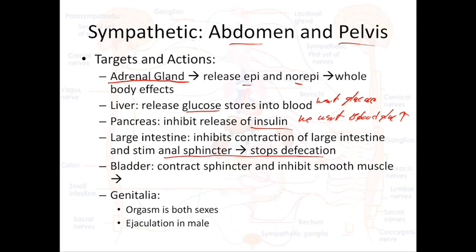This one directly stops defecation, and both of them stop defecation. It stops moving feces through the large intestine and blocks it by contracting the sphincter. Bladder, we contract the sphincter and inhibit smooth muscle. So that stops urination. Contract sphincter, blocks the way, inhibits smooth muscle, doesn't push the urine down. Again, this leads to orgasm in both sexes and ejaculation in males.